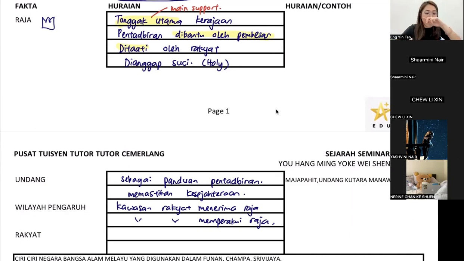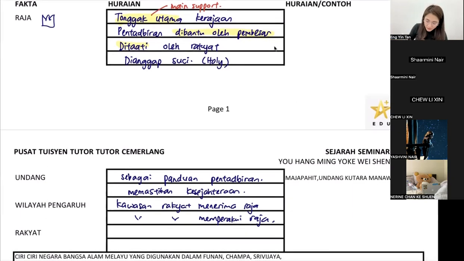Everybody, you guys clear with this one? Wilayah pengaruh. Okay, all good? Okay, rakyat. Rakyat is the citizen. So it's referring to the citizen who stay at the particular area. And then you must tell me, as a citizen, what do you need to do, guys? Tidak menderhaka, very good. What else? Your rukun negara every Monday. Rukun yang kedua ialah apa? Taat setia.